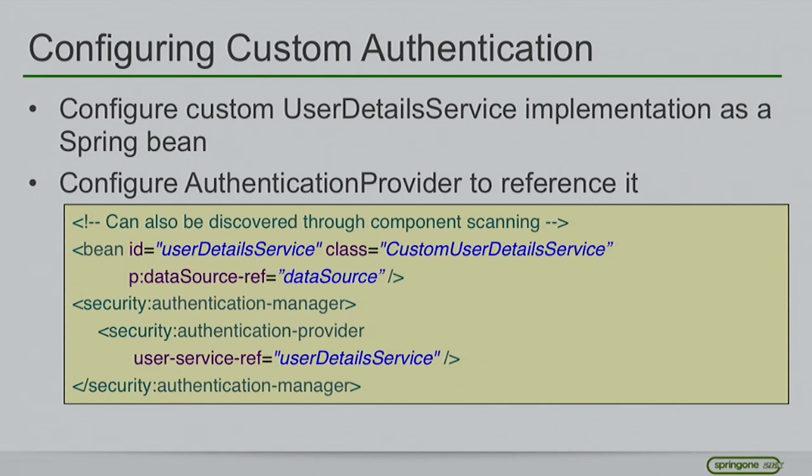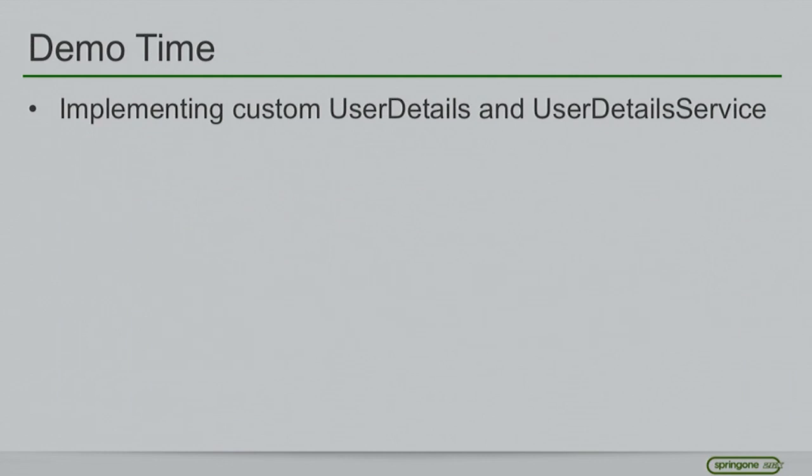Now, in order to use that user details service, in my authentication provider I just provide a reference to my user service. So I've now replaced the out-of-the-box JDBC one with my own custom user service. Very pluggable architecture, all because we're programming to interfaces. Does that make sense?